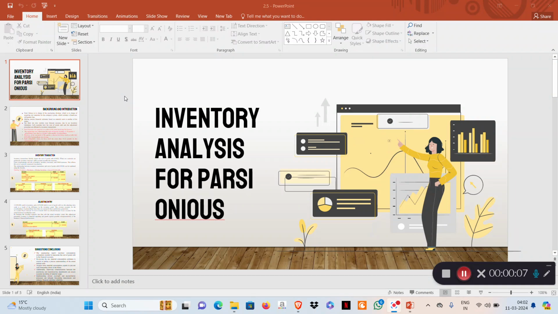Today we are going to learn about the inventory analysis for Parsi on ES. This is our PPT. The group members we have are Sai, Raviteja, and Aditya. We were all part of a group who worked on this assignment. So let's start with the background and introduction.